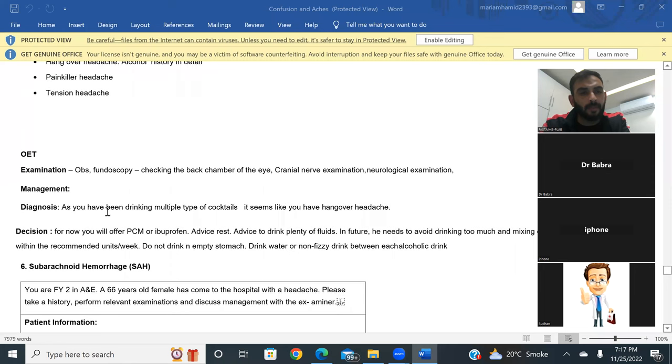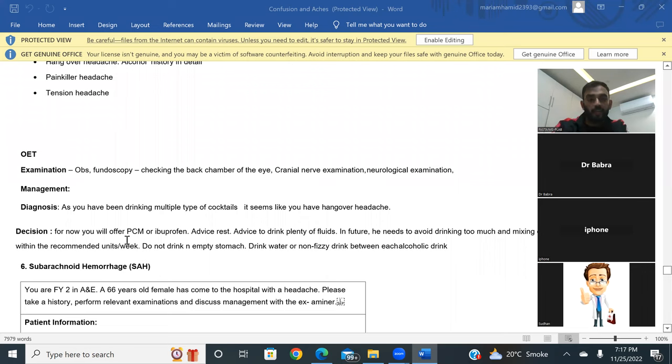Management would be, you have been drinking multiple type of cocktails. It seems you have hangover headache, decision. I'm going to give you the paracetamol, advice rest and drink a plenty of water. This another scenario is already a bit similar. Lifestyle modification, asking about the social history a lot. This is the same scenario, okay? So don't drink on an empty stomach, drink a water or non-fizzy drink between alcoholic drinks. These are the lifestyle modifications we are going to advise to the patient, okay?